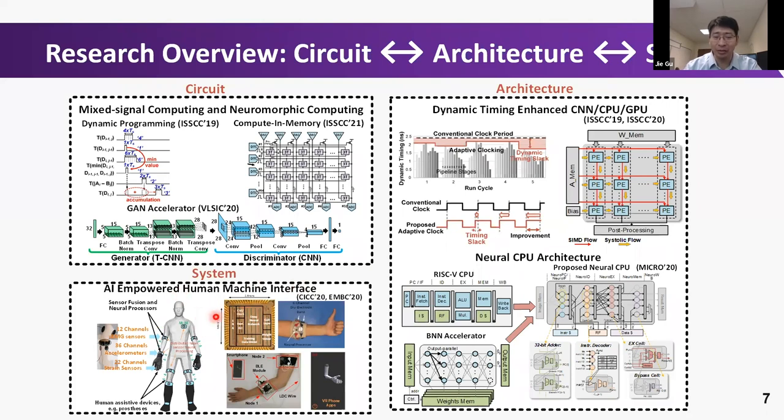So we leverage our chip to build the system, and hopefully that can help improve users' quality of life, and also the quality of life of patients who suffer from different health conditions. So that's the quick overview of our research topics.